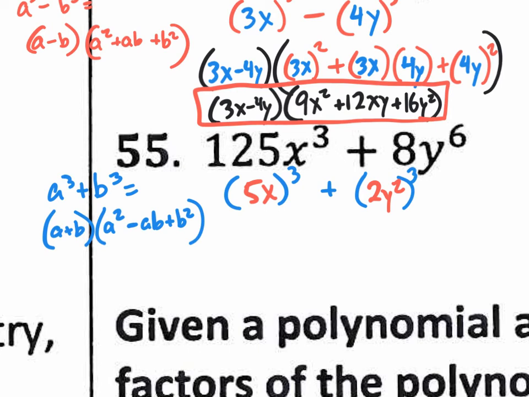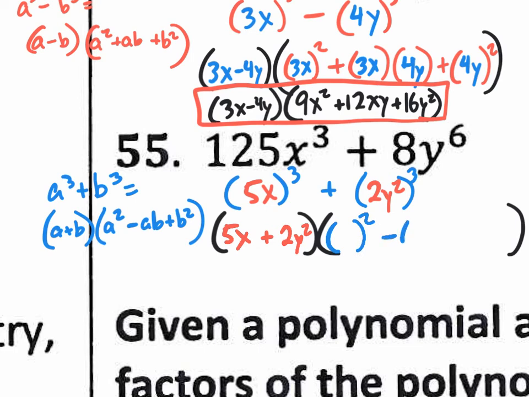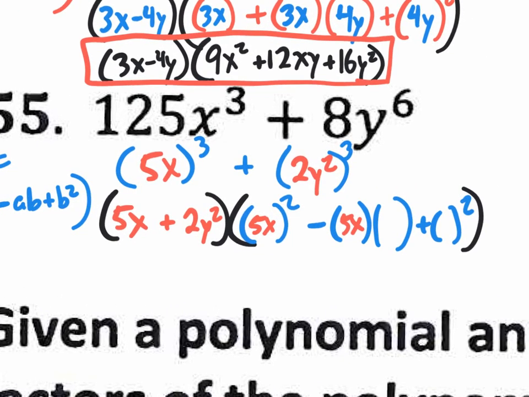So let's jump right into it. It's going to be a binomial times a trinomial. So the binomial is going to be the same exact binomial without the cubes. So it's going to be 5x plus 2y squared. Let's write that down. 5x plus 2y squared. And then over here we have the parentheses, right? We have the a squared. If you had a plus in the first parenthesis, you're going to have a minus in your middle term, a times b, and then plus your b squared. And let's plug in our a value of 5x and our b value of 2y squared.